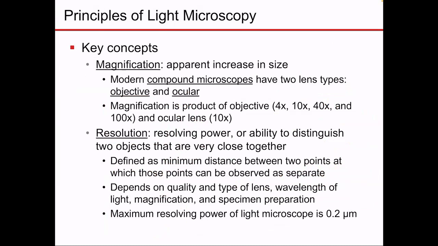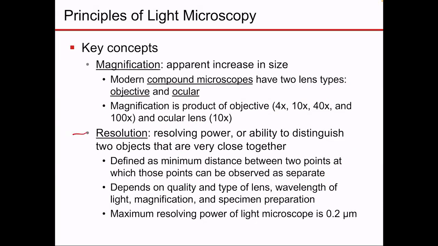Magnification in a compound microscope: the total magnification, or apparent increase in size, is determined by multiplying the magnification of the objective lens by the magnification of the ocular lens.